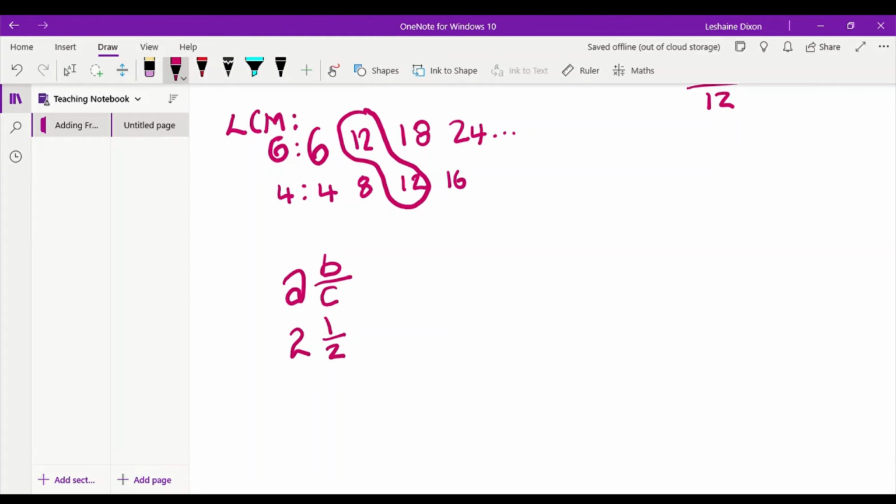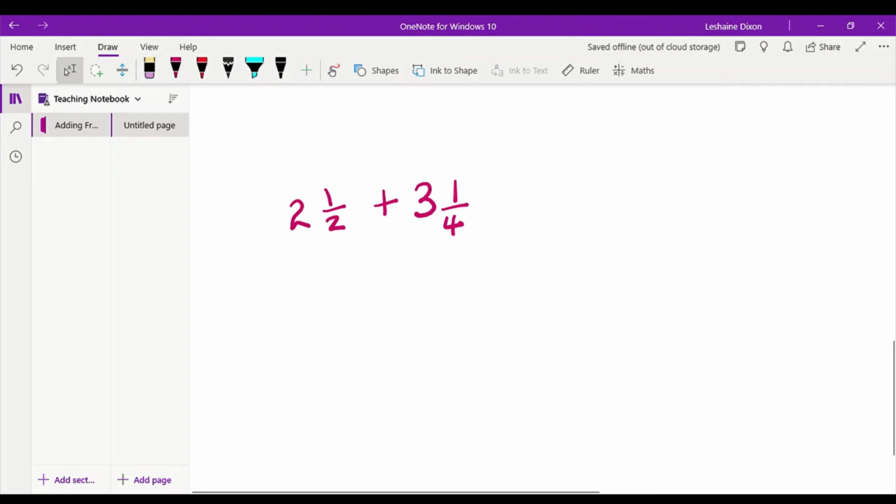Now, if we want to add mixed fractions, the first step that we'll need to take is to convert them to improper fractions. The way we convert these to improper fractions is we take the denominator, which is 2, and multiply it by the whole number. So 2 times 2 is 4. Add the numerator, 1, that's 5.